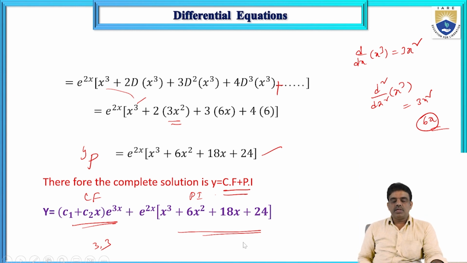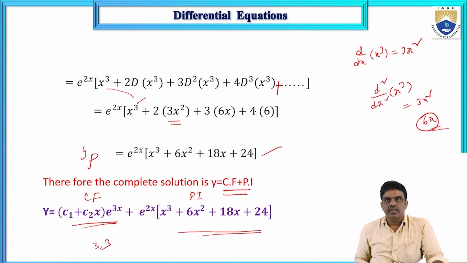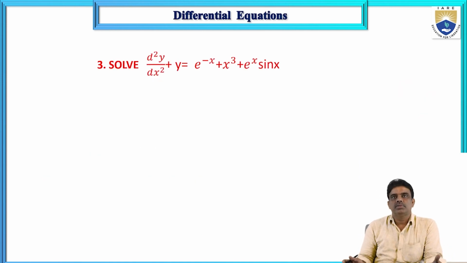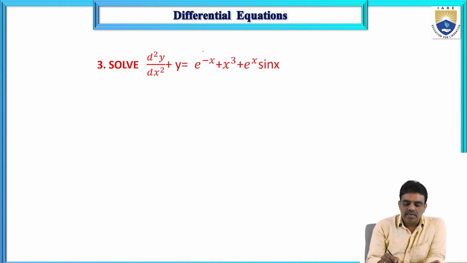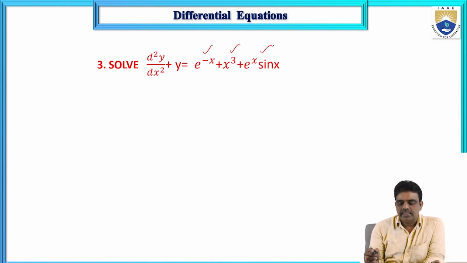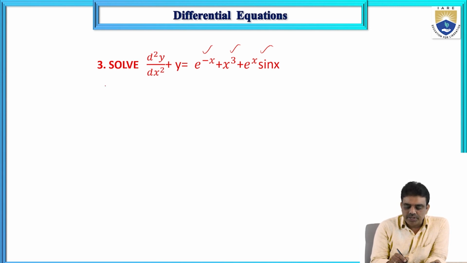So in this way, you can find the particular integrals when the function is in the form of e power ax into v of x. Now, I will solve another problem, just the last problem of this session. So here there are different terms: e power minus x, x cube, e power x sin x. So what is the equation here?